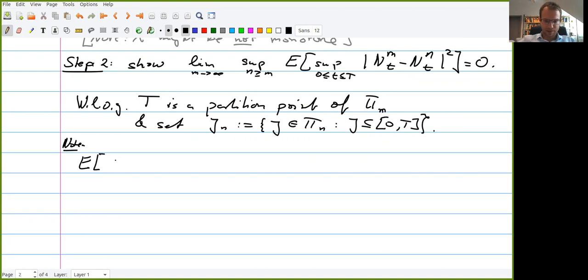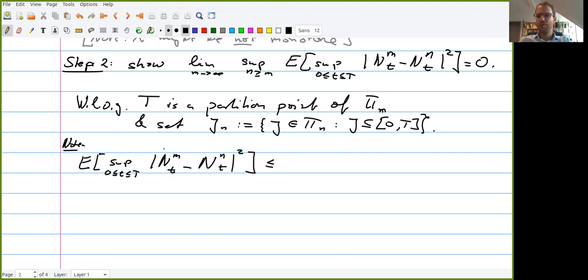Let's estimate the supremum from 0 to t. We have already learned how we can estimate the running supremum of Martingales. Well, this was Doob's maximal L^p inequality. So this is just p is equal to 4. So this is nothing else than the difference at the terminal time to the power 2.